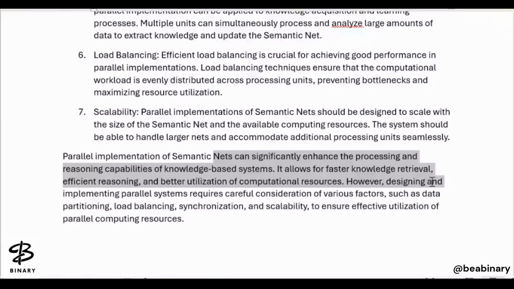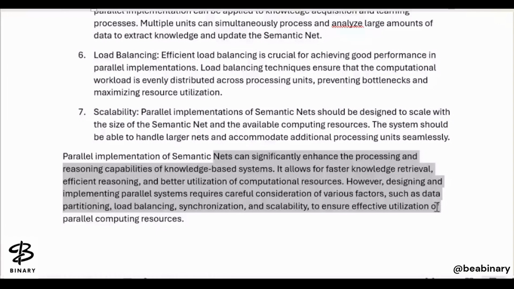However, designing and implementing a parallel system requires careful consideration of various factors such as data partitioning. When we are dividing the data and storing it in a distributed manner, or when we are dividing a particular file into a number of blocks, we need to be very careful so that the data should not be lost. And then there are load balancing and synchronization, which need to be done in good condition so that the efficiency we are talking about in the parallel implementation is achieved, along with scalability, and to ensure effective utilization of parallel computing resources.